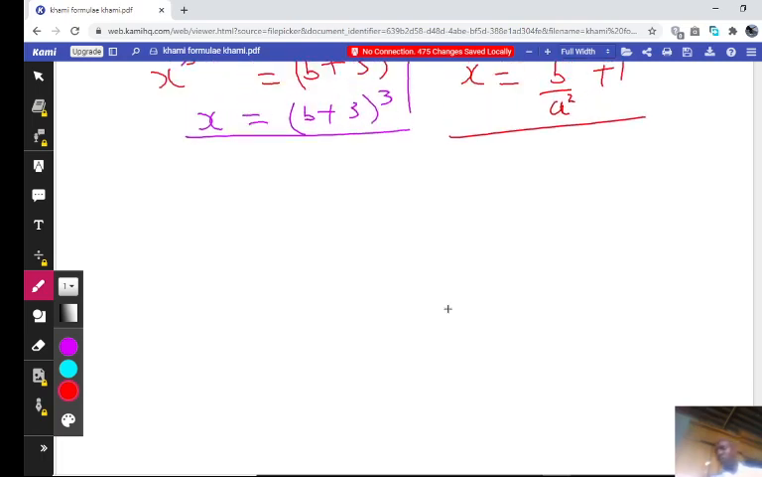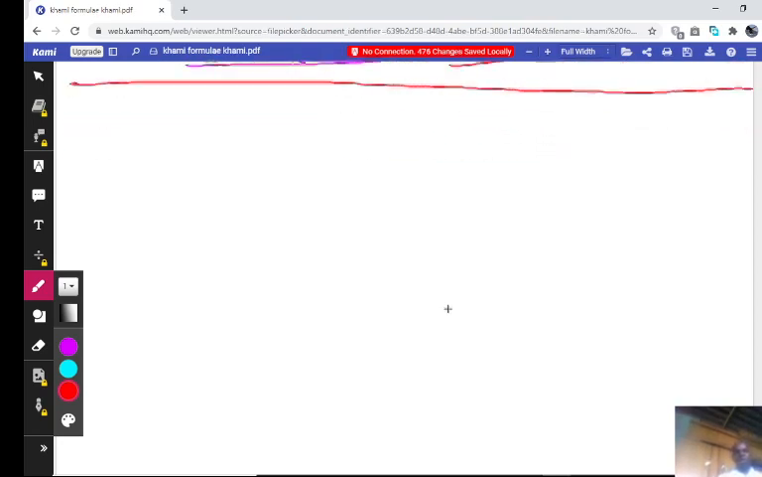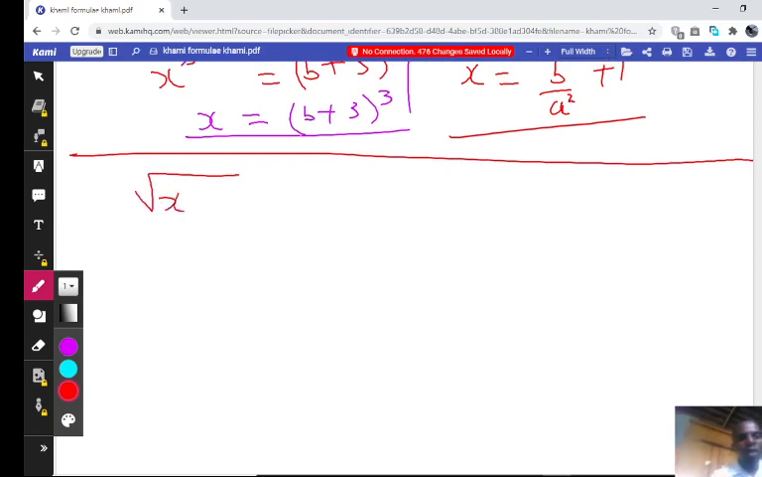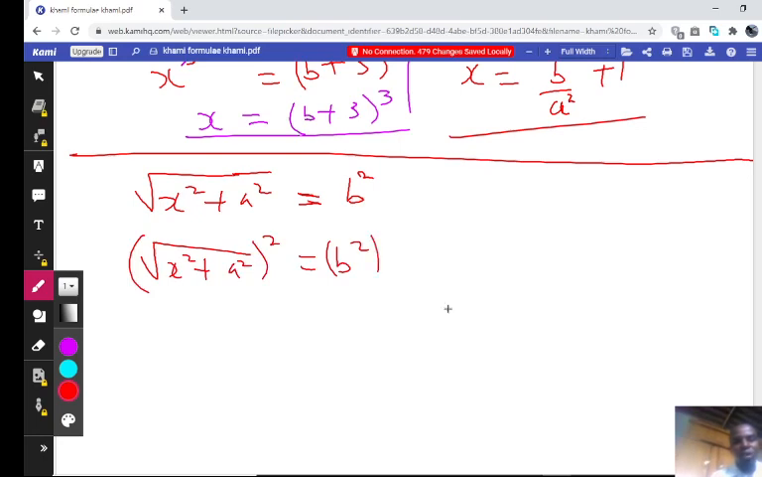Let me find one more example. If I say, right, let me find this one. Square root of a squared plus x squared plus a squared is equal to b squared. Right, let's use this one. So the first thing is to get rid of the square root. How? You square both sides. So the square root of x squared plus a squared is equal to b squared. Then you square this side, you also square this side. This side you can just multiply the power by 2 here. Then after that, you have x squared plus a squared is equal to b to the power 4, as 2 times 2 is 4.